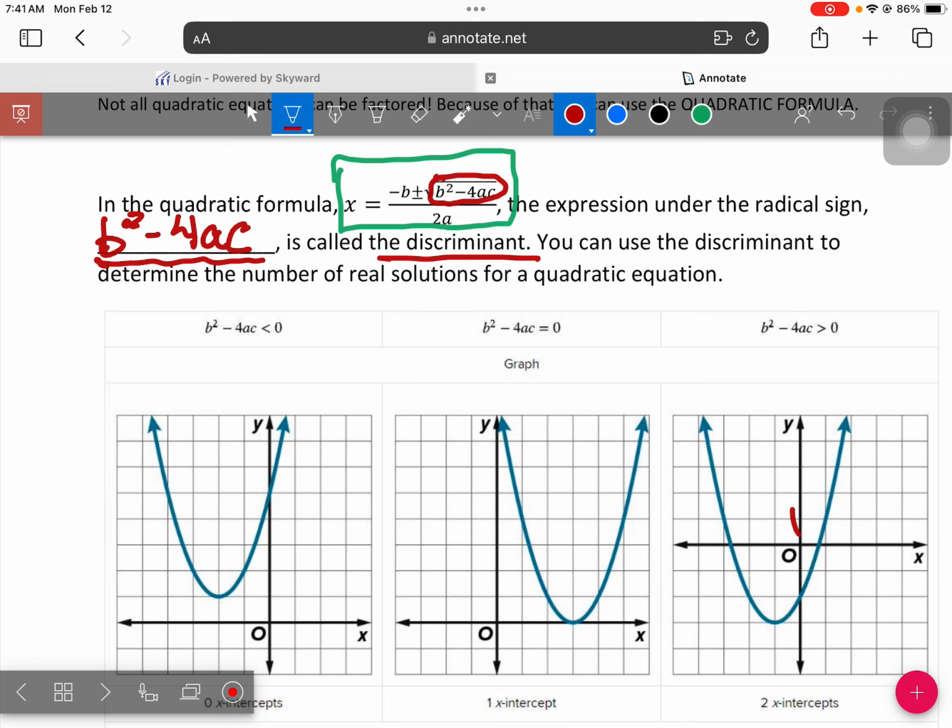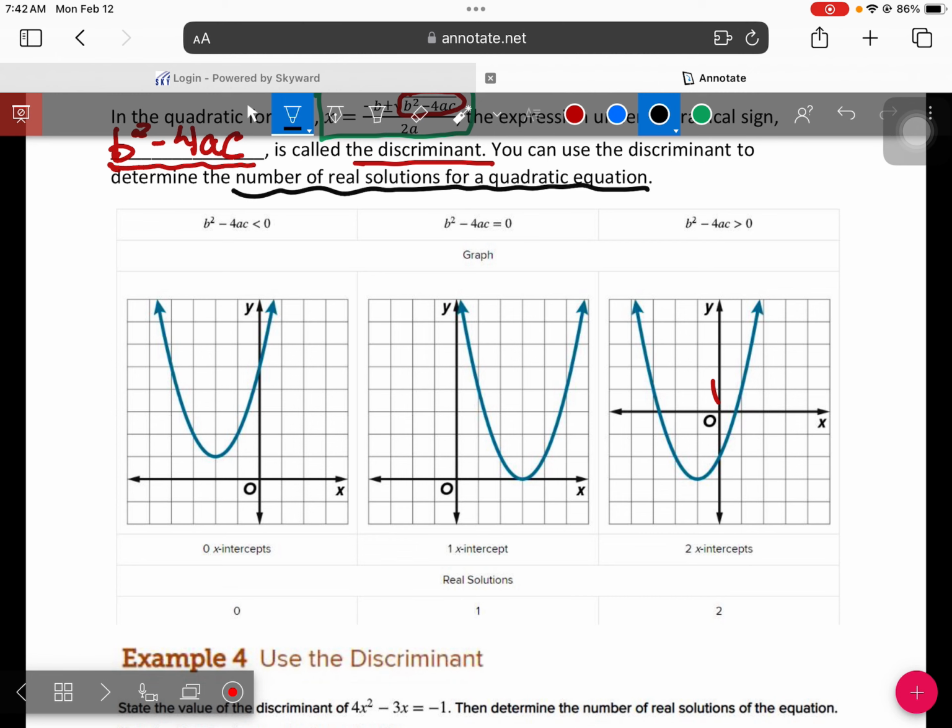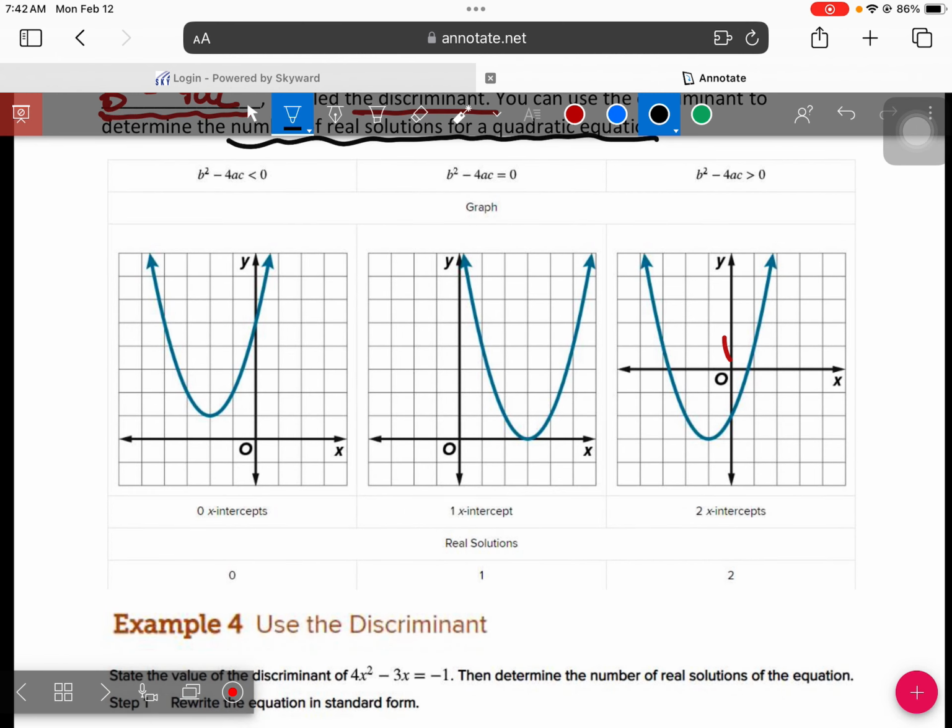And you can use the discriminant to determine the number of real solutions for a quadratic equation. Okay? So, right here, when the discriminant is less than 0, meaning your answer is a negative value, then you have 0 x-intercepts. Your graph is not going to touch that x-axis.